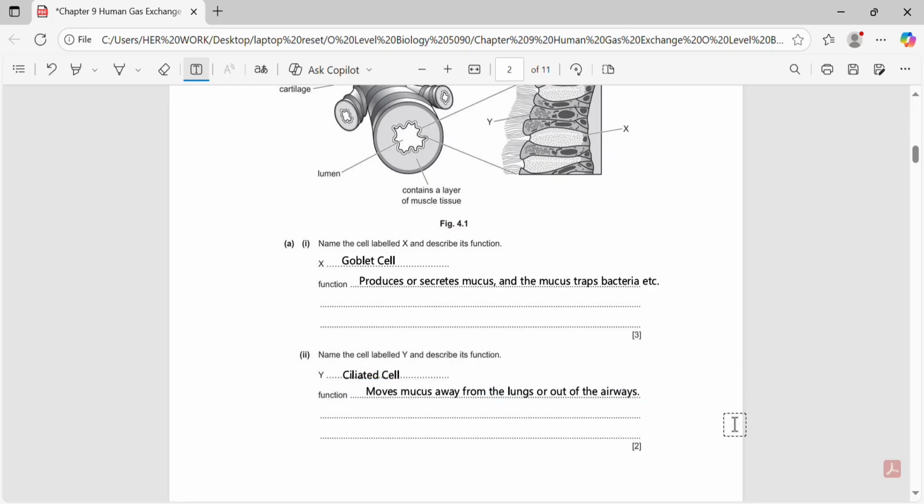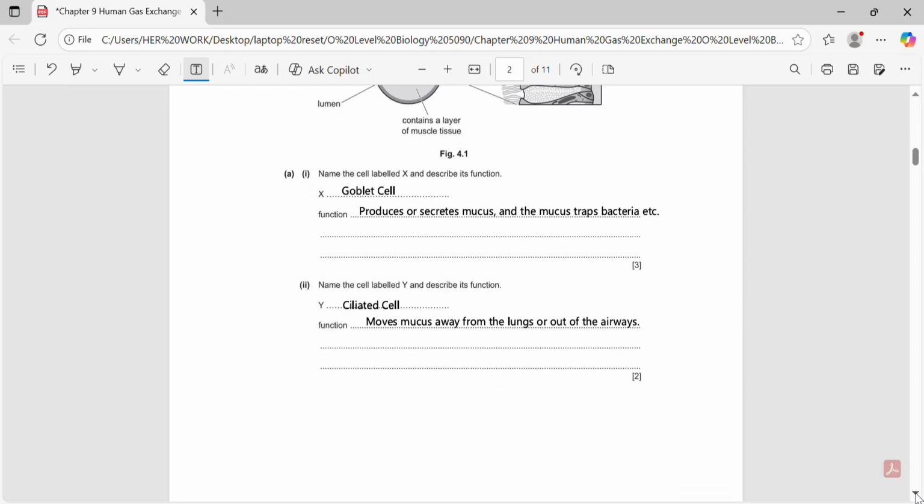That's how we'll write both parts clearly, first identifying the cells, then describing their functions in short, accurate statements to earn full marks.